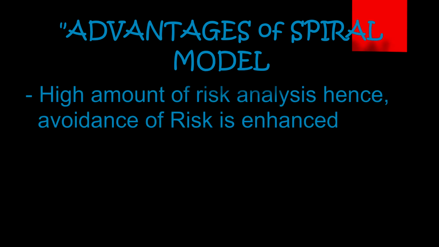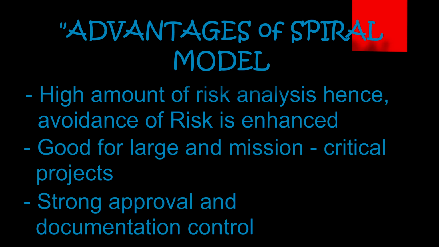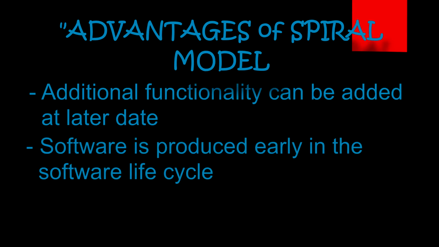The advantages of the spiral model. High amount of risk analysis, hence avoidance of risk is enhanced. Good for large and mission critical projects. Strong approval and documentation control. Additional functionality can be added at a later date, and software is produced early in the software life cycle.